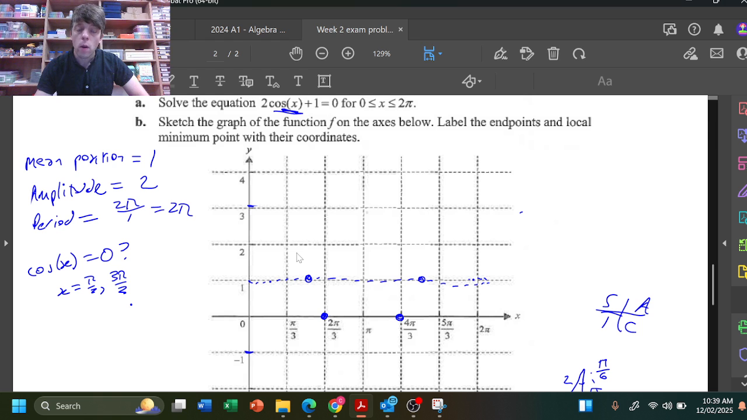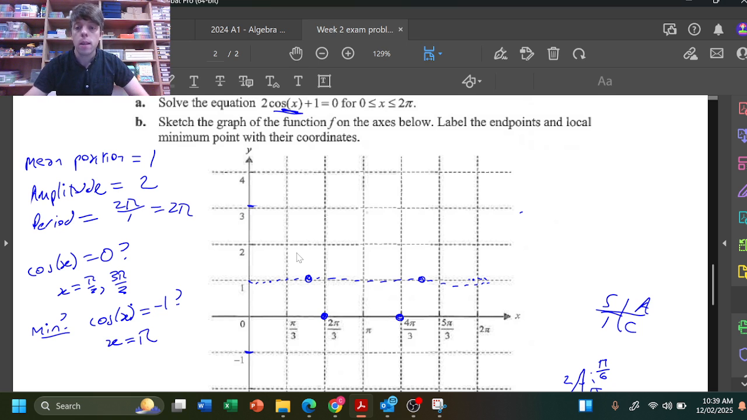We might ask ourselves, when will this thing be at a negative or at a minimum? So when will the minimum occur? The minimum will occur when cosine x is equal to -1. Because if cosine x is equal to -1, we're going to get -1 times 2, so -2 plus 1. So that is going to be when cosine x is equal to -1, and that's going to happen when x is equal to pi.